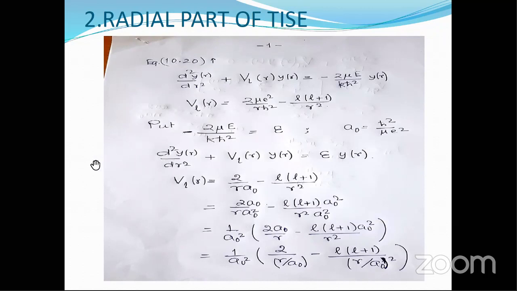This was from yesterday's last slide. We had equation 10.20, which was d²y/dr² plus V_L, where L is a quantum number, y(r) minus 2μE/ħ² y(r), where V_L, the potential, is 2μ e² over r ħ² minus L(L+1)/r².